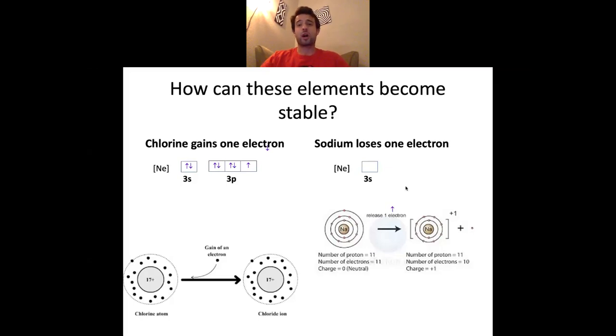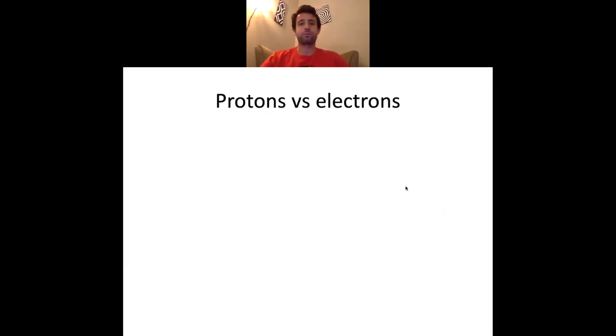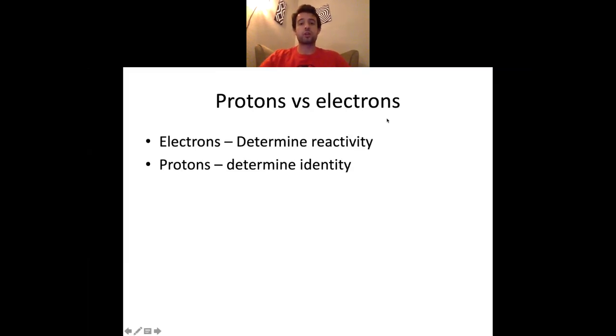And it turns out that's what ions do. Atoms either gain or lose electrons to become more like noble gases, which makes them stable, makes them less reactive. Okay, protons versus electrons. Remember, electrons determine reactivity and protons determine identity. That's important. All we're talking about here is electrons. Never will we ever talk about atoms gaining or losing protons, just because we don't see that happen. We do see them gain and lose electrons, though, because they're on the outside.